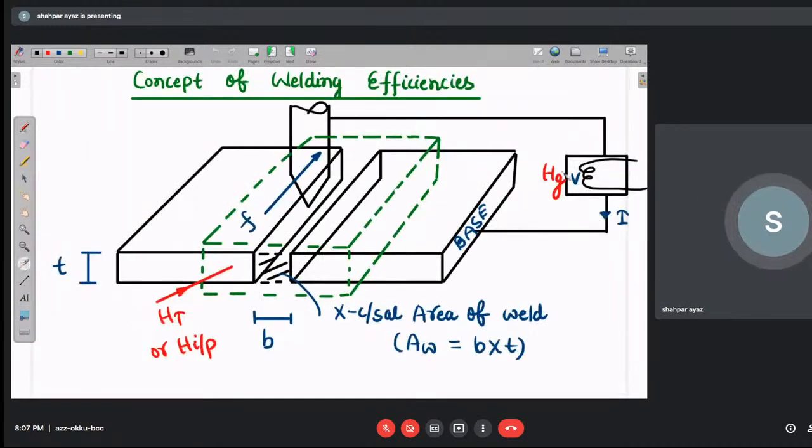Suppose I have generated 1000 joule of heat, but transferred only 700 joule of heat. Then the 300 joule of heat gets transferred outside the system. This is a system, and the surrounding is the base metal. Whenever welding takes place, if you touch the base metal, you can see it's already heated up, right? So some amount of heat gets transferred to the base metal along with the welding position. The amount of heat which is transferred to the base metal is Hg minus Ht, right?